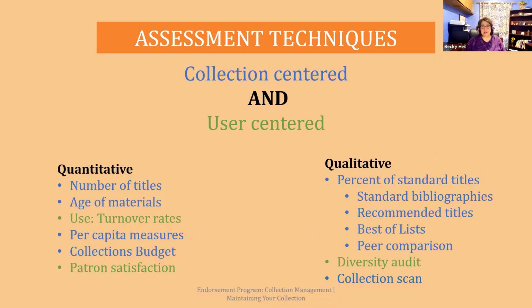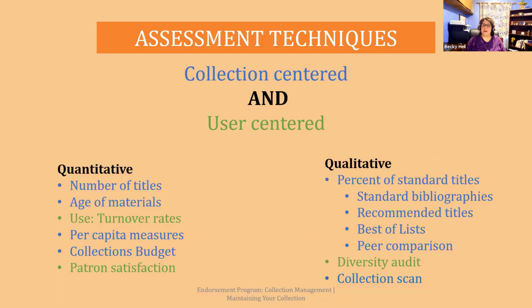Asking them directly at checkout or in a reader's advisory interview or through a survey is another way to get that data. And then examples of qualitative assessments. The percent of standard titles or items. This can be calculated by consulting best lists. Do you have the items on the list the high school students get for college prep, or from the New York Times bestseller list? Or compare with a library of your size to determine if you have any gaps.